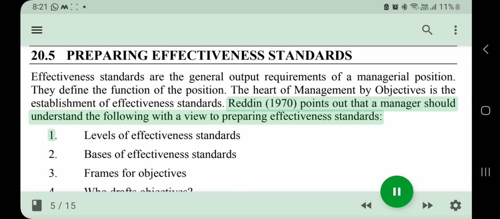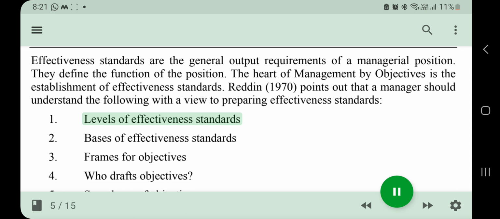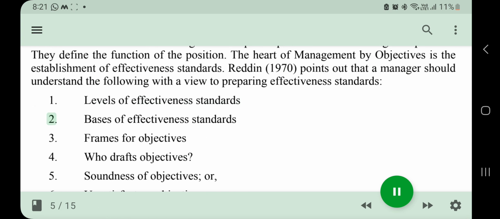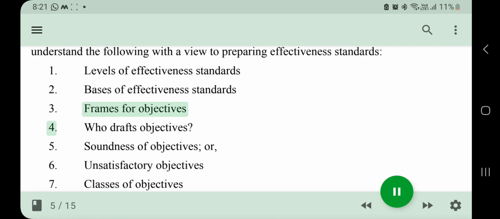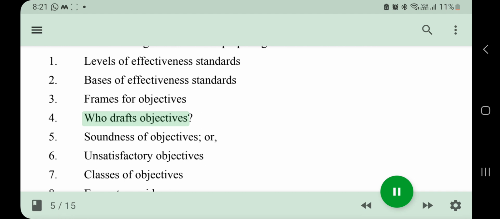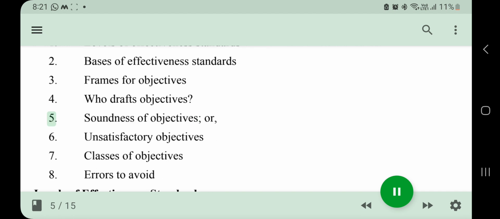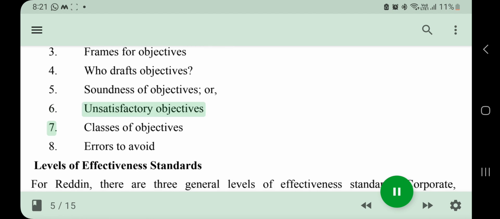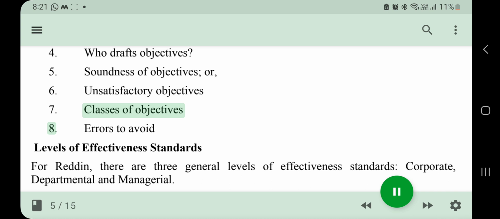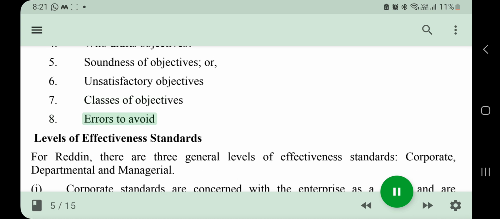1. Levels of effectiveness standards. 2. Bases of effectiveness standards. 3. Frames for objectives. 4. Who drafts objectives? 5. Soundness of objectives. 6. Unsatisfactory objectives. 7. Classes of objectives. 8. Errors to avoid.